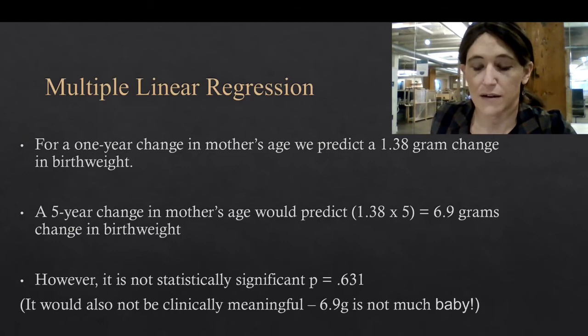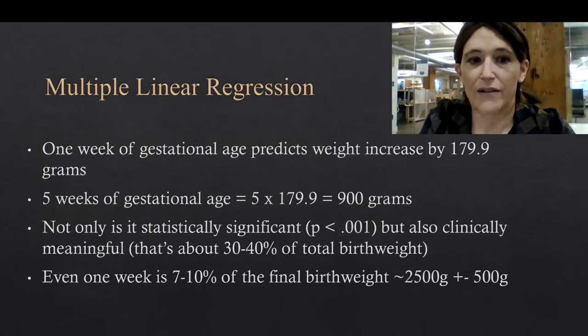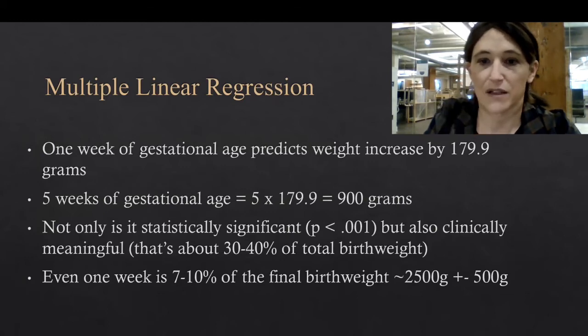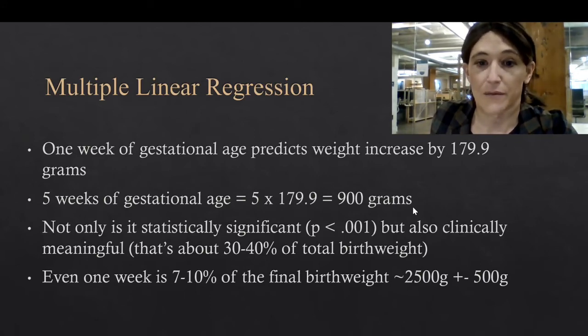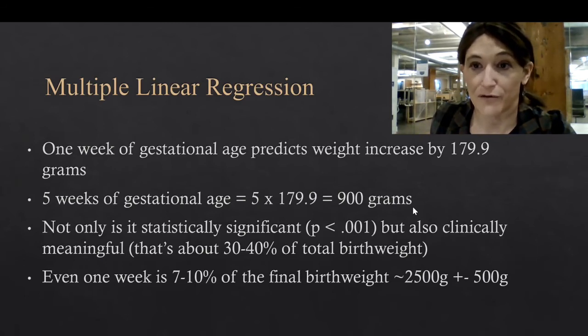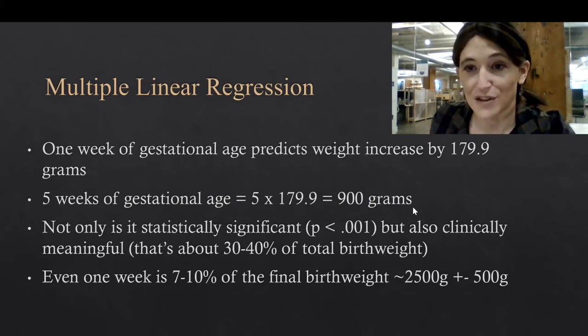Okay, so 6.9 is not much, even for 5 years. However, 1 week of gestational age predicts a weight increase of, let me get my face out of the way, 180 grams. 5 weeks of gestational age would be 900 grams. Okay, so not only is it statistically significant, it's also clinically meaningful. 900 grams would be roughly 30 to 40% of total birth weight. So obviously, gestational age is a huge predictor.